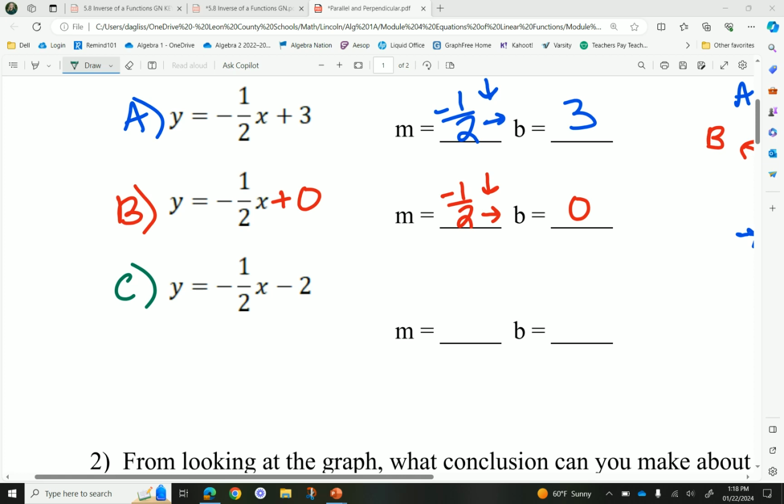I'm going to label my third one as C. So we have an A, B, and C now. My green one, I have y equals -1/2 x minus 2. So looking at this one, what is my slope? Remember, that's the number attached to my x.